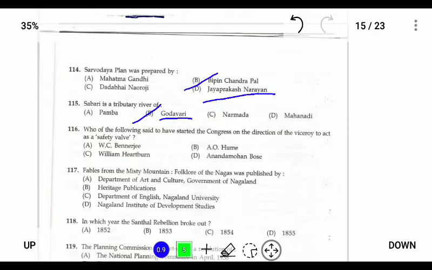Next, who of the following said that Congress was started on the direction of the Viceroy to act as a safety valve? So the answer is A.O. Hume.